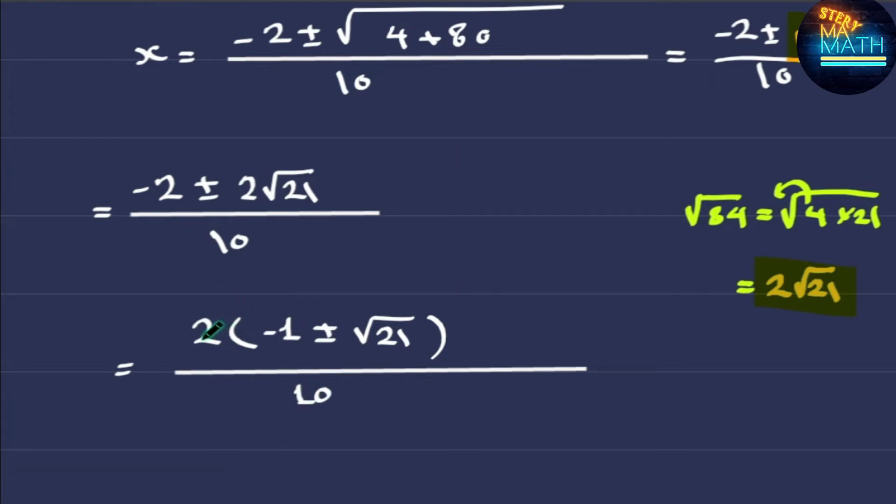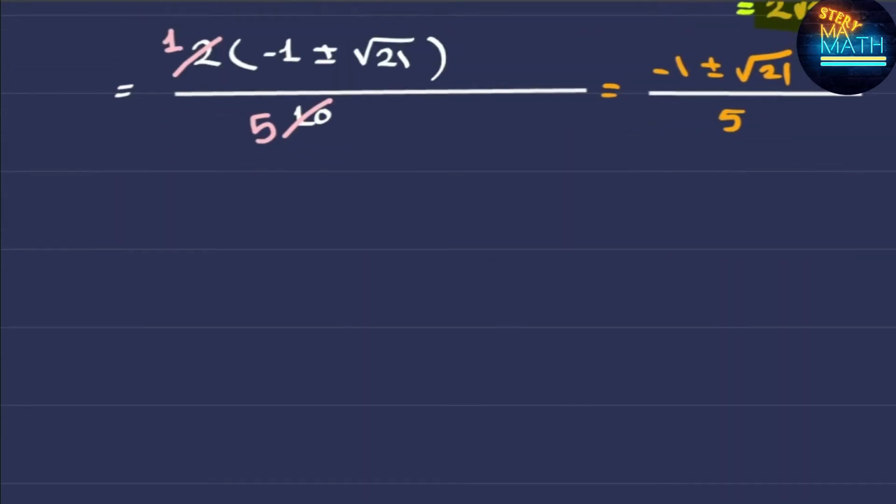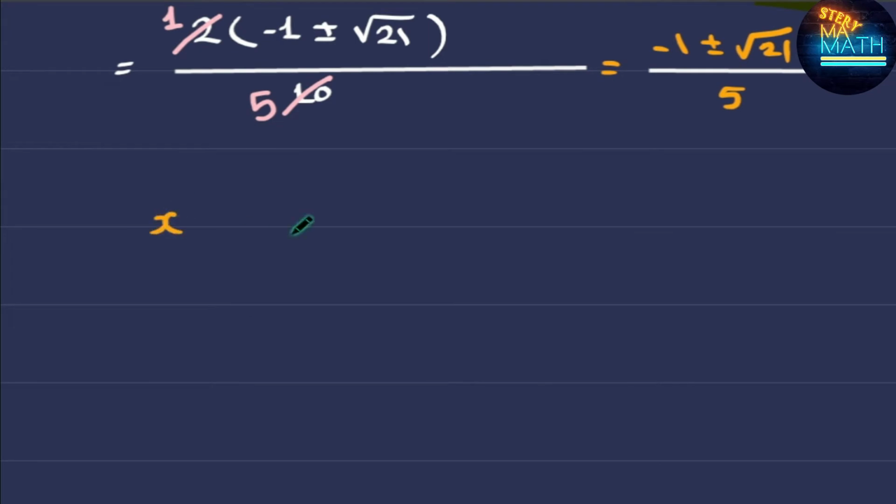Someone will tell me that we have a factor also between 2 and 10. That's right. So we can reduce 2 and 10 by dividing by 2. So 2 divided by 2 is 1, and 10 divided by 2 is 5. So again, x is equal to negative 1 plus or minus the square root of 21 divided by 5. But you have plus or minus, right? So we can break up the expression into two parts. One is a plus and the other is minus. It's easy.